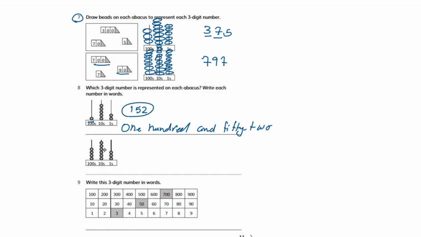In the second part, we have 4 in the hundreds place, 6 in the tens place, and 3 in the ones place. So the number will be 463. Again, I will write this one also in word form. So 400, and 60, and 3. 463.